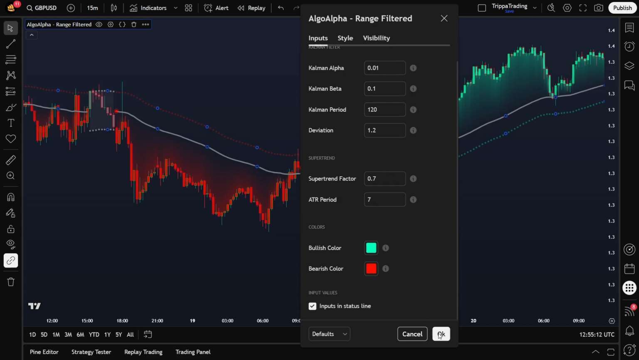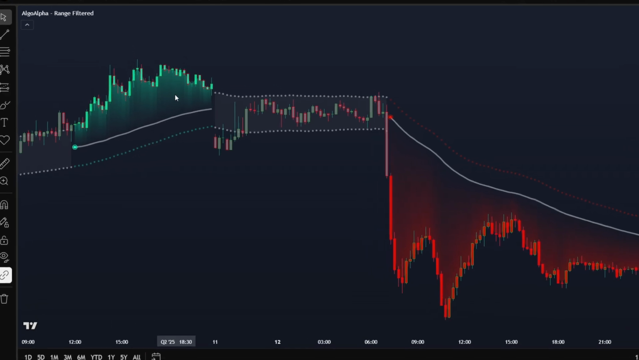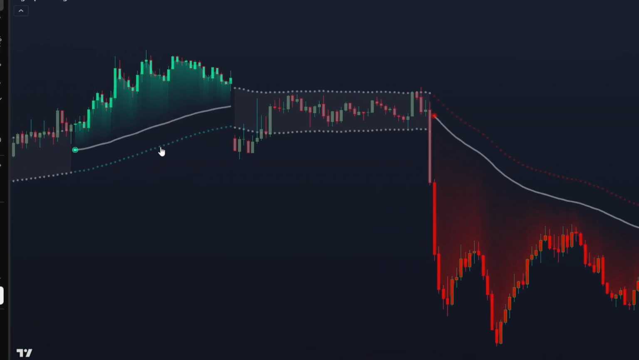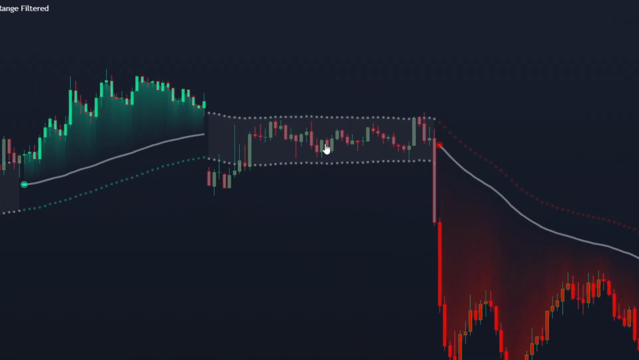Now let's talk about how to actually trade with this. The most basic approach is visual. Check the trend line color and the candle color. If everything's green, we're in a bullish trend. If it's red, it's bearish. And if it turns gray, we're ranging, so no trading.